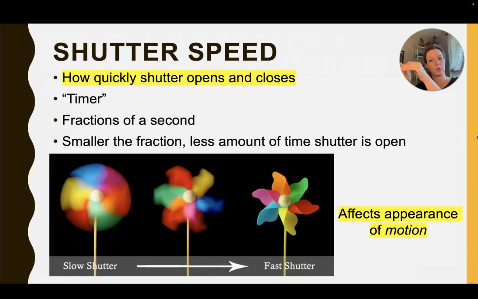If you're looking at that pinwheel down there, the slower the shutter speed is, the more time whatever's moving in your photo has to move, and it almost draws on your image sensor. If you have a really fast shutter speed and someone's jumping, boom, it just caught it, they're up in the air, it's a split second. So shutter speed affects the appearance of motion.